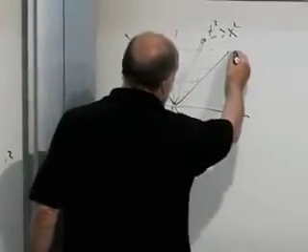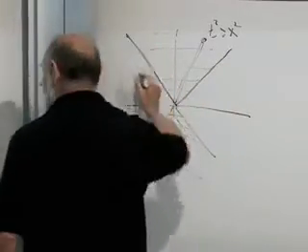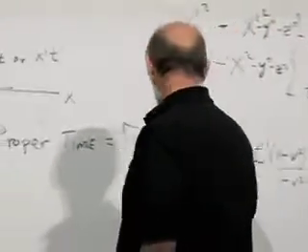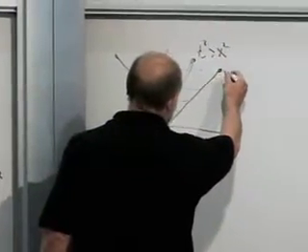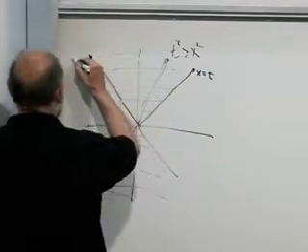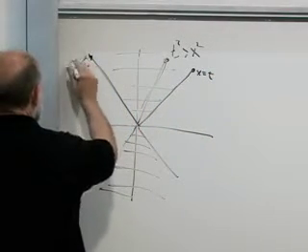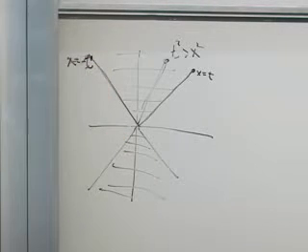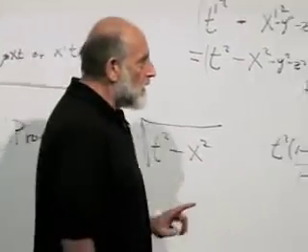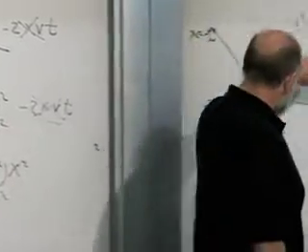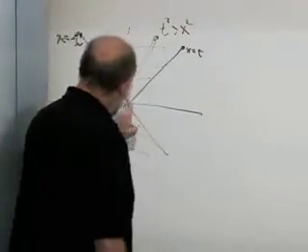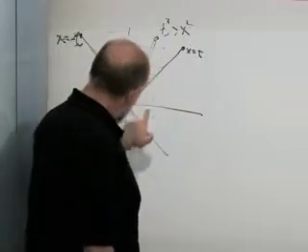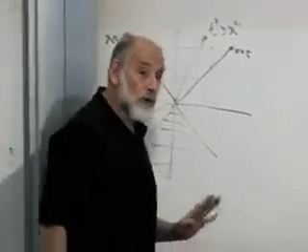What about along the light cone? Along the light cone, that's exactly where x is either equal to t or x is equal to minus t. Along here, x is equal to t. Along here, x is equal to minus t. So in either case, t squared is equal to x squared. So along the light cone, along the place where light rays can travel, the proper time between the origin and that point is 0.